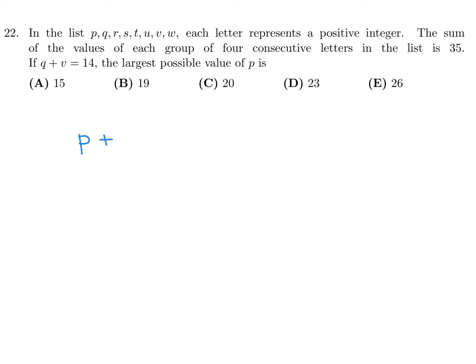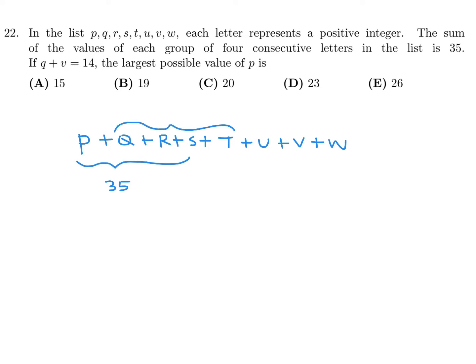So we have P plus Q plus R plus S plus T plus U plus V plus W. And they're saying that the sum of 4 consecutive letters is 35, so that would also be 35, and that would also be 35, and so on. You get the point. And then they give us this little clue here, and they're asking, what's the largest possible value of P?